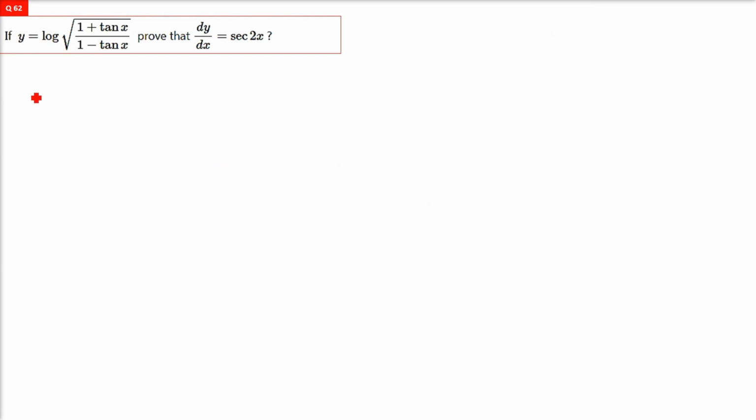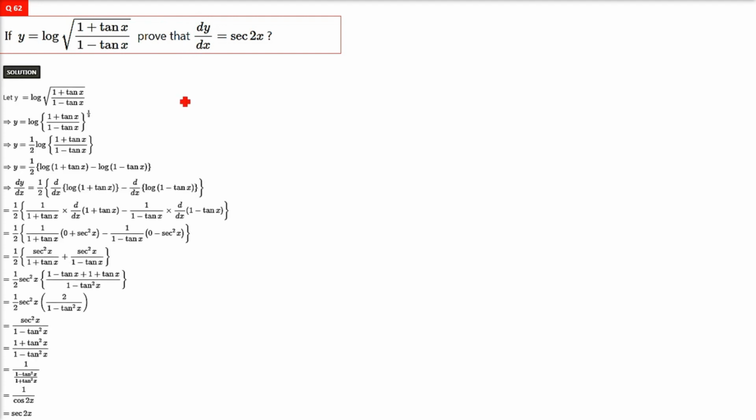Now y is equal to log of something. We have to prove dy by dx equals sec 2x. Now there are certain things which we have to see, because there will be something I will be doing, and then I will be telling you, oh, this was a problem, means we cannot go ahead with this. We have to change the scenario.